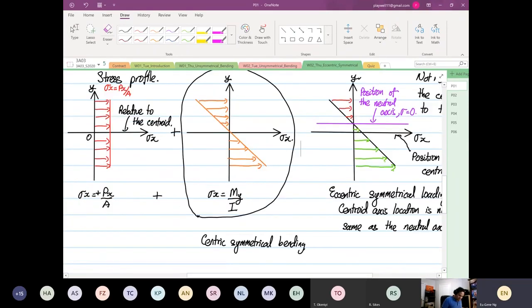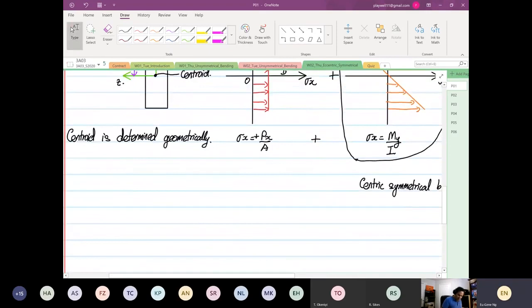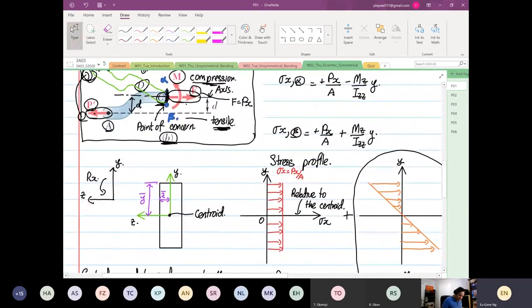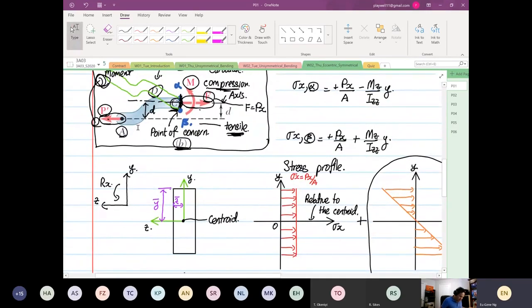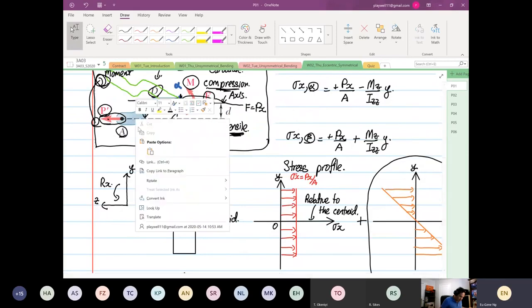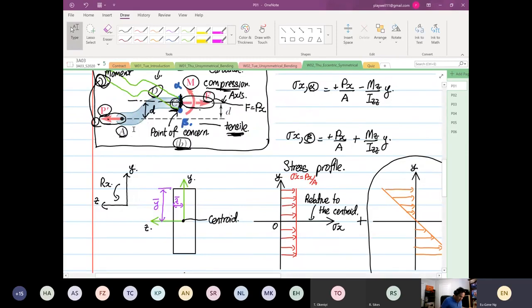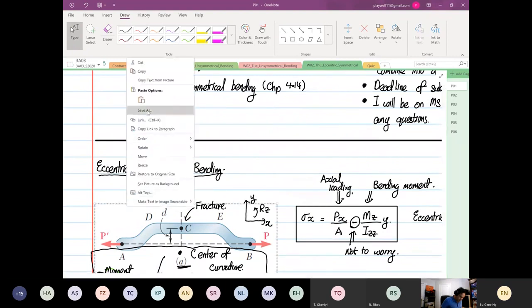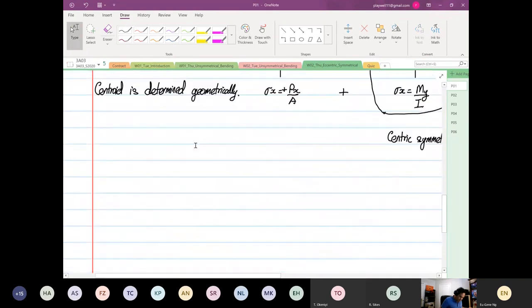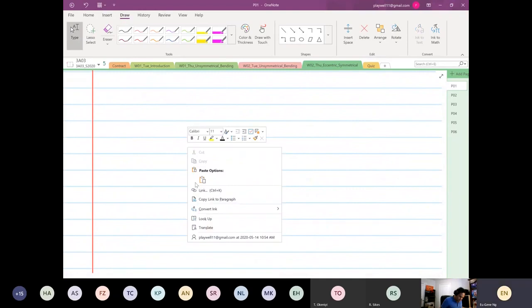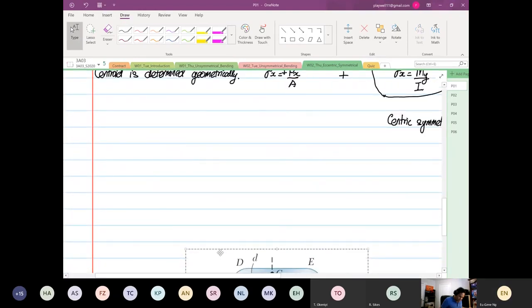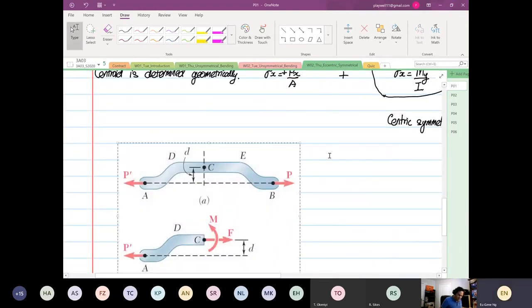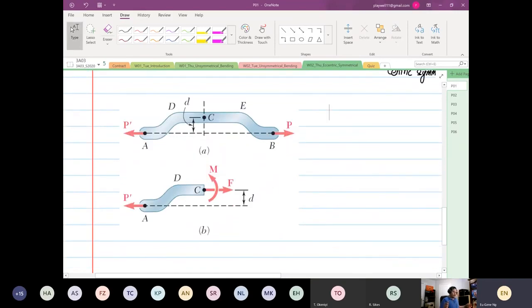So what I'll do now, let's copy this diagram again. Then we're going to paste. Now, I want you all to visualize, what if now?